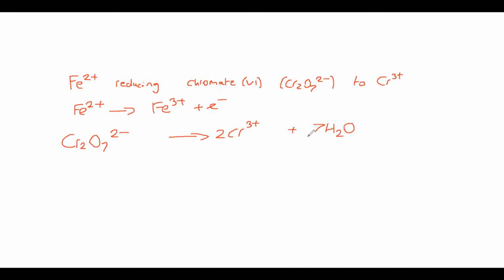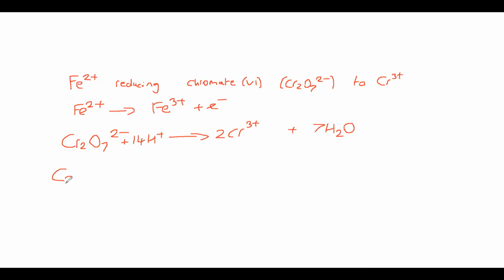But now we've made the same problem where we now don't have enough hydrogens on the left-hand side to balance out with the hydrogens on the right-hand side. So we need to add in 14 H plus ions in order to balance that out. But now you can see that our charge doesn't balance out. We have 2 minus and 14 plus on the left-hand side, giving us an overall 12 plus. On the right-hand side, we only have 2 3 pluses, giving us a total of 6 plus.